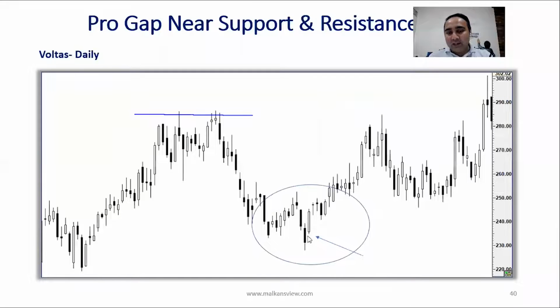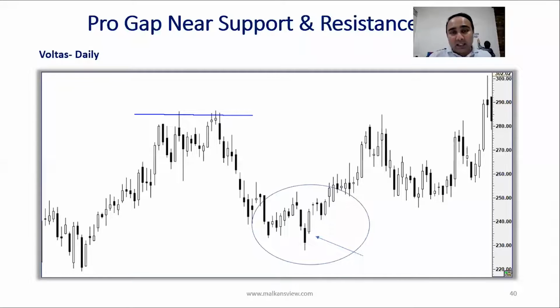This is perfect. See how this black candle, look at this. There was a support here and that support broke and then it gapped up. Now most people get a surprise attack because we had a very bad close the previous day.